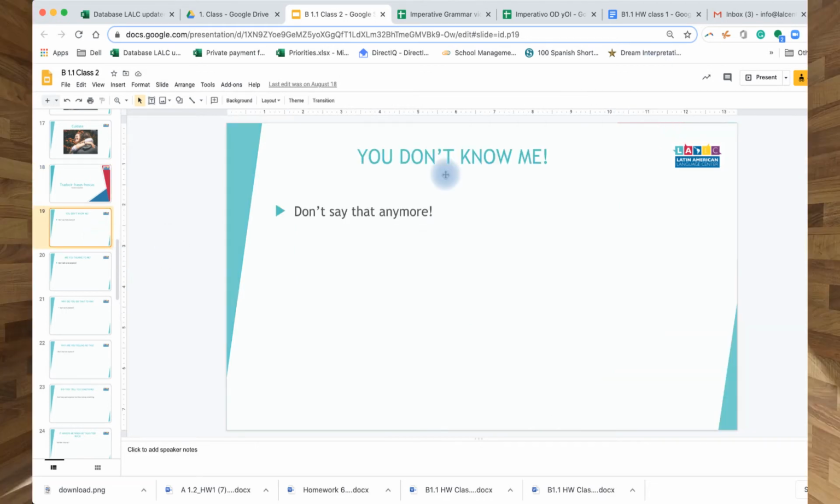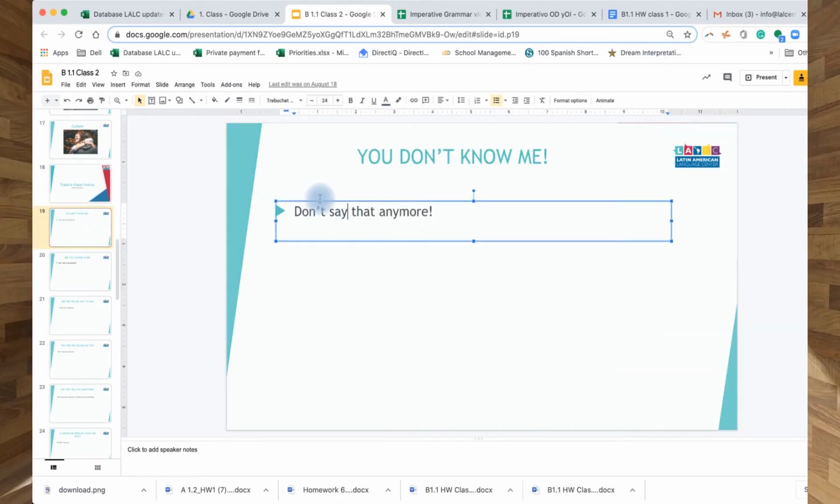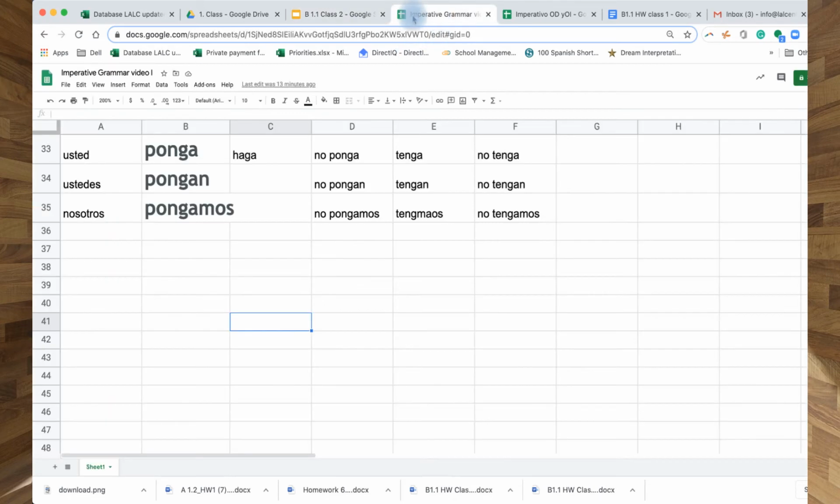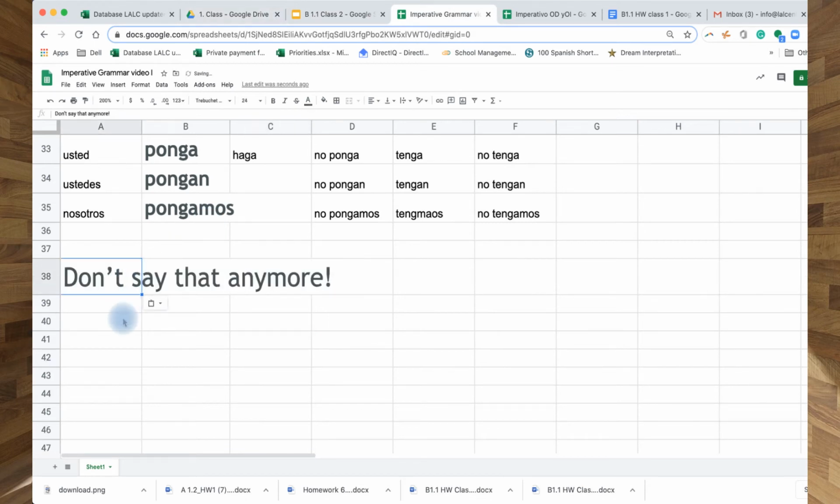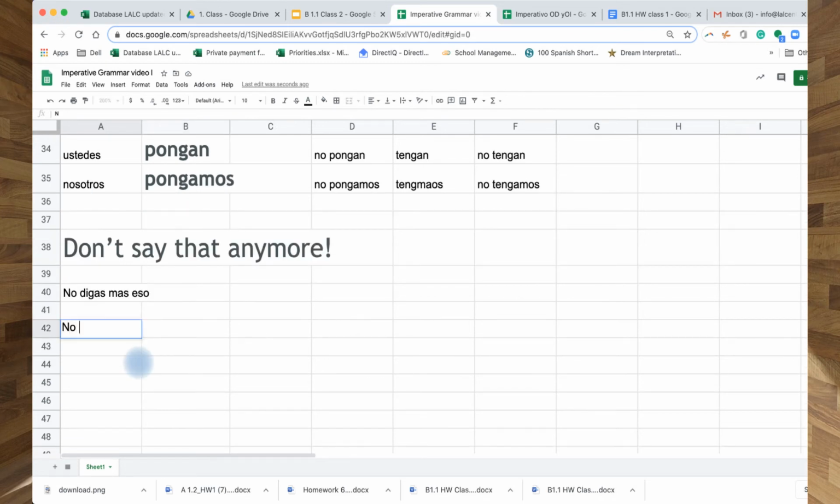Can you please translate for me? Don't say that anymore. How do you say that in Español? Okay, if you say no digas más eso, you are correct. See, don't say that anymore. It's an order, so don't say that anymore. So how do you make this shorter? No lo, right? Eso is lo: no lo digas más. That's shorter.